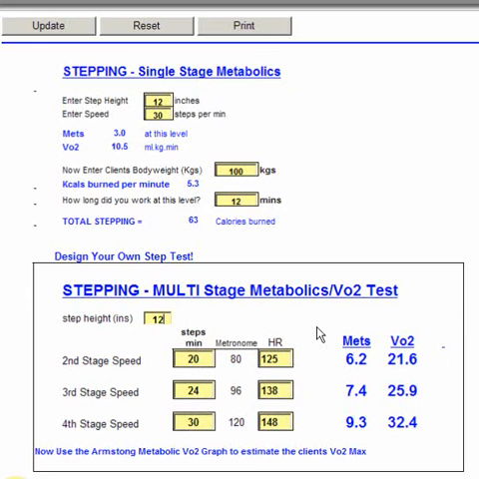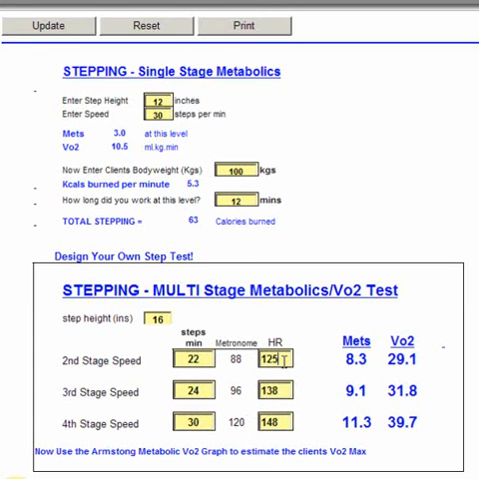Let's go down here, and we're going to put the step height at 16 inches, and we're going to look at the person over 3 different values. We're going to start them at a pace of 22 steps per minute, and that would be 88 on the metronome. So if you've got a metronome, you can set it to 88, and that'll keep them stepping at 22 steps per minute. Now you can see the MET value and the VO2 for that particular speed.